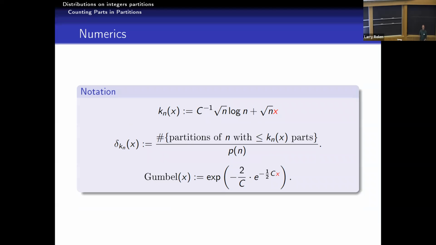In the table that I'm going to show you in just a moment, we're again going to use this notation: kn of x is going to equal this function here. Delta is going to be the true distribution for a fixed n, that is, the actual proportion of partitions of n with less than or equal to kn parts, divided by p of n. And the Gumbel is our limiting distribution. So the Gumbel should approximate the truth, and the truth is given by delta.